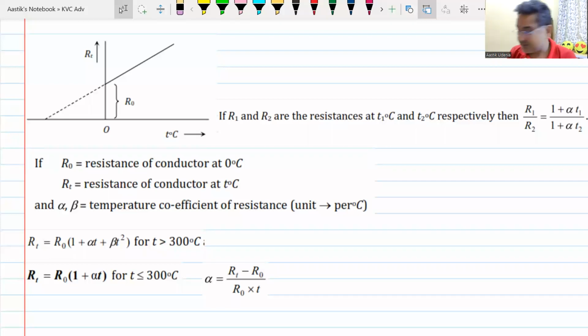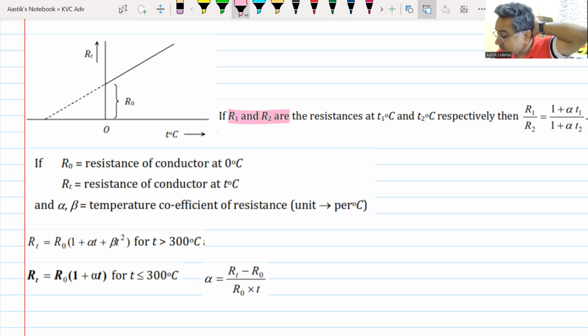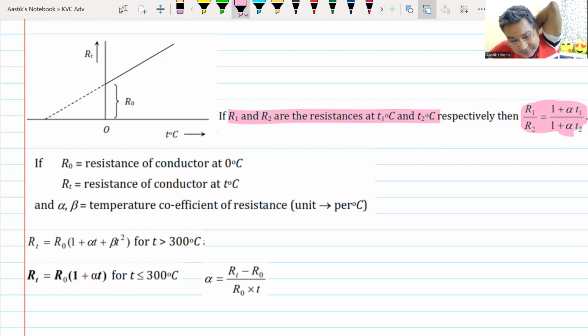Then we come again to this diagram where the resistance is given as a function of temperature. As you can see, this is the graph. R0 is the resistance at 0 degrees Celsius. If R1 and R2 are the resistances at T1 and T2, R2 by R1 will be in this ratio. Do we understand this? Yes, sir. The value of alpha will be given by this.